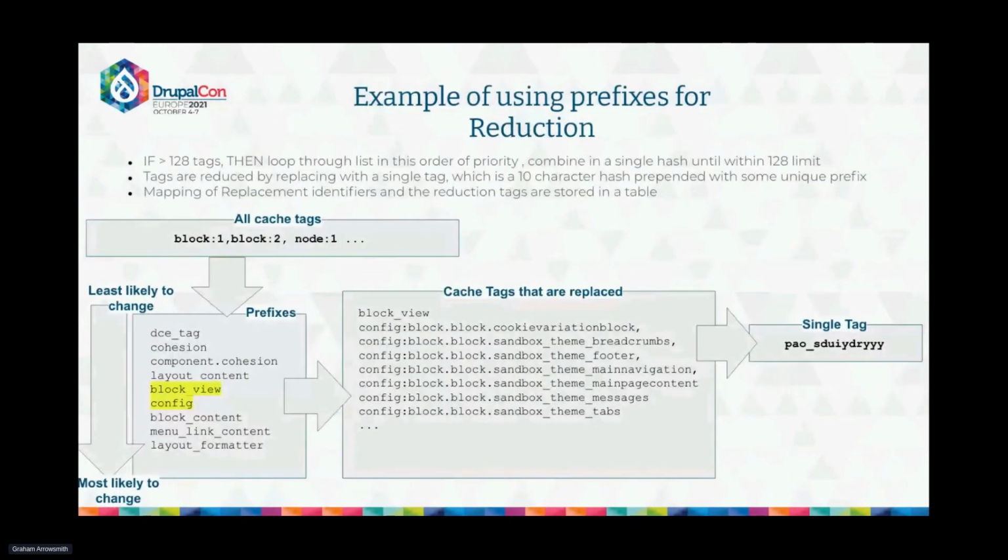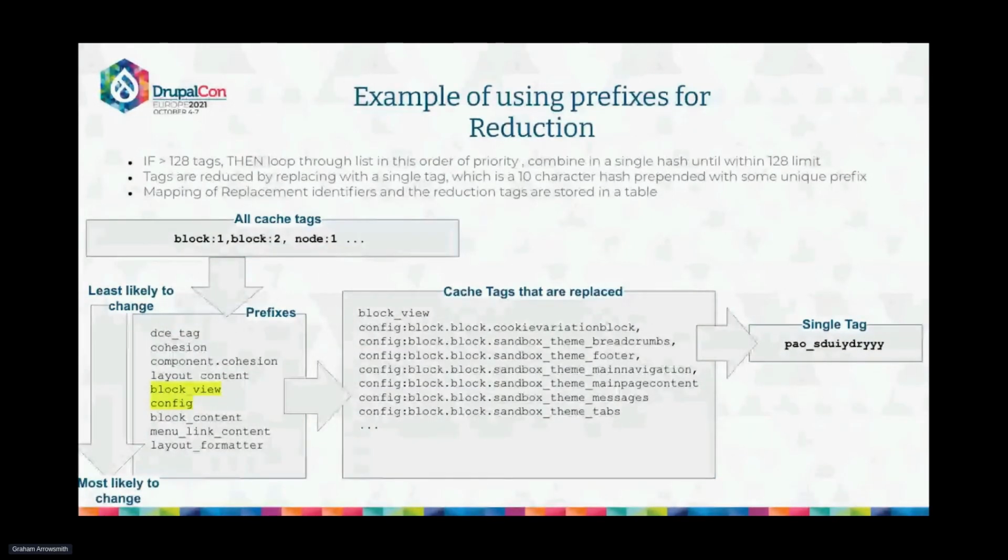For utilizing this setting, we decided that if we have all cache tags and they are greater than 128, then we loop through the list in the order of the priority of our prefixes, and keep removing tags until we get within the 128 limit. Then we combine all the removed tags into a single 10 character hash, and this hash is prefixed with a unique prefix. We store all of this in a mapping table along with an expiry time for each record.